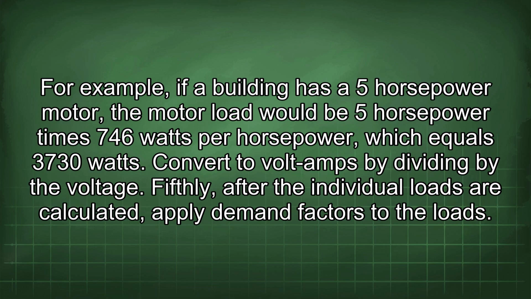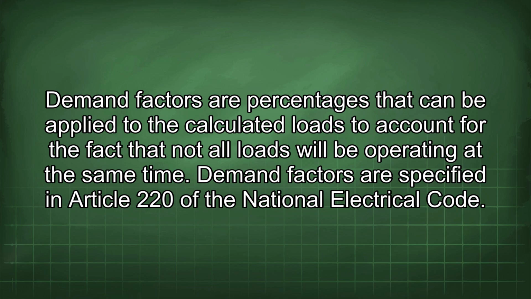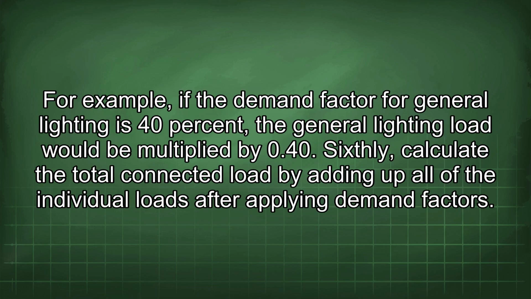Fifthly, after the individual loads are calculated, apply demand factors to the loads. Demand factors are percentages that can be applied to the calculated loads to account for the fact that not all loads will be operating at the same time. Demand factors are specified in Article 220 of the National Electrical Code. For example, if the demand factor for general lighting is 40%, the general lighting load would be multiplied by 0.40.